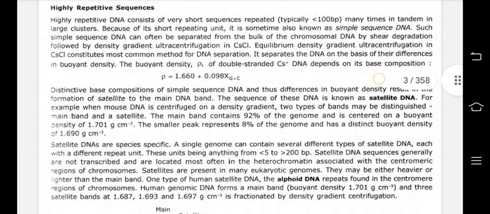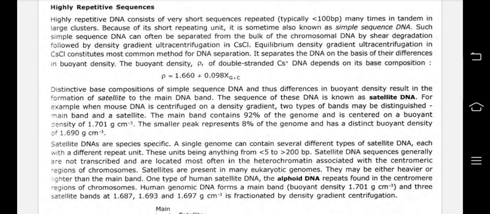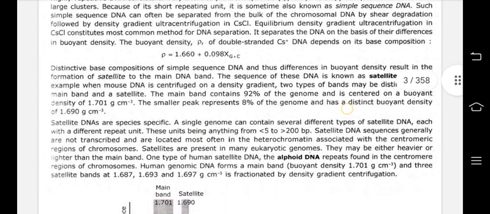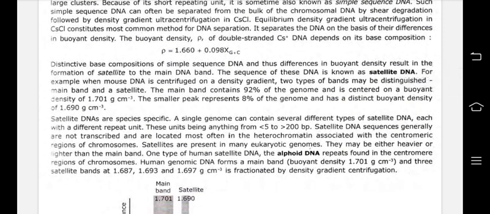Rho is equal to 1.660 plus 0.098 times G plus C. The distinctive base composition of a simple sequence DNA, and thus differences in buoyant density, result in the formation of a satellite band next to the main DNA band. The sequence of this DNA is known as satellite DNA.